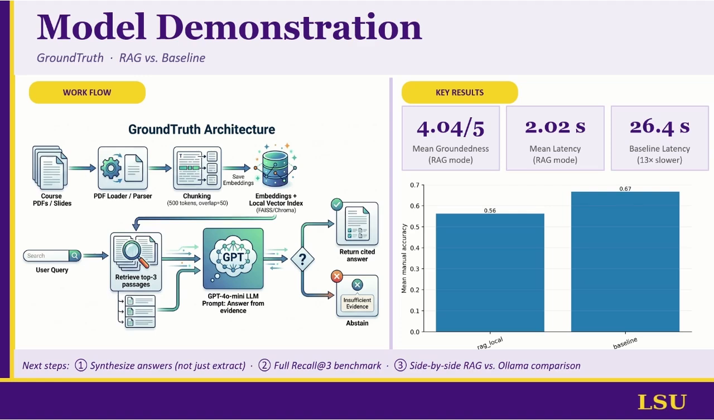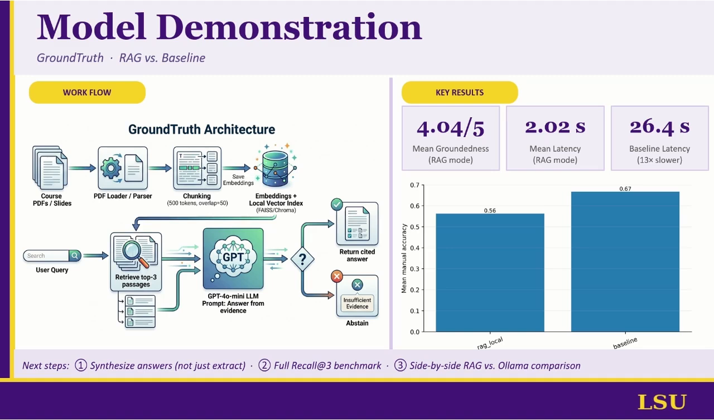In terms of results, the RAG mode achieved a mean grounded score of 4.04 out of 5, which shows that most answers stayed closely tied to the retrieved evidence. The mean latency in RAG mode was about 2.02 seconds, while the baseline latency was much higher at 26.4 seconds, which is about 13 times lower in this setup.